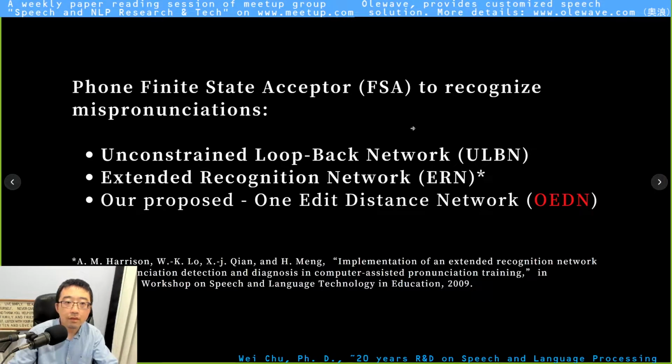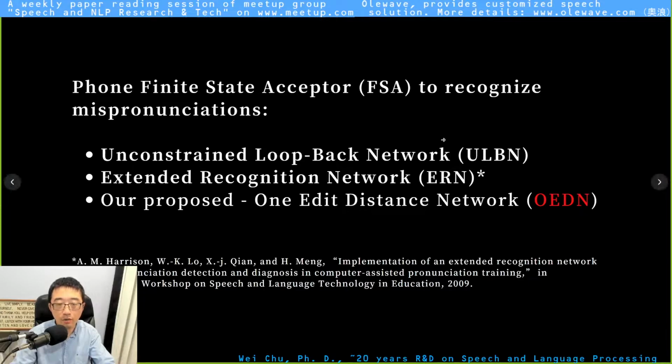And this is the reason why people build phone-based finite state acceptors to recognize mispronunciations. Here we use acceptors rather than transducers because this is not speech recognition. This is more like a phone alignment. You have the ground truth. You have something to start with. For instance, it's the orthodox pronunciation of each word.